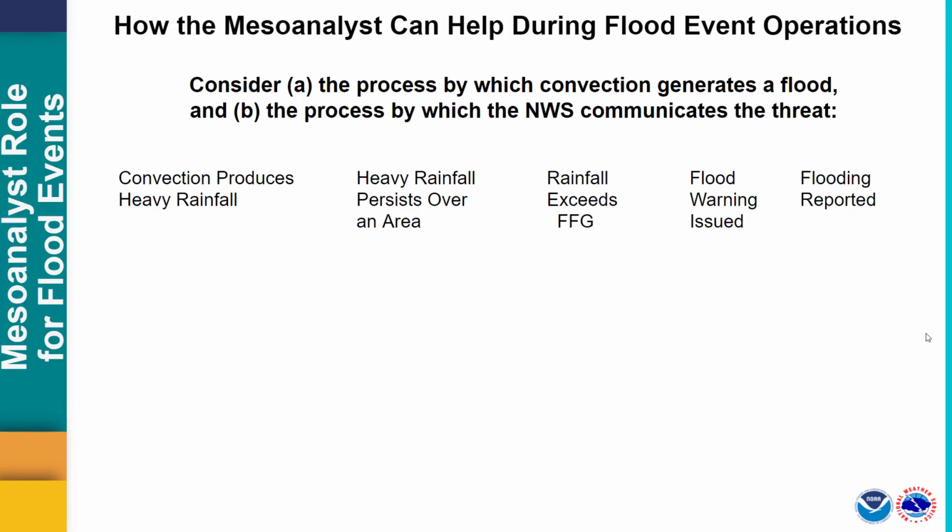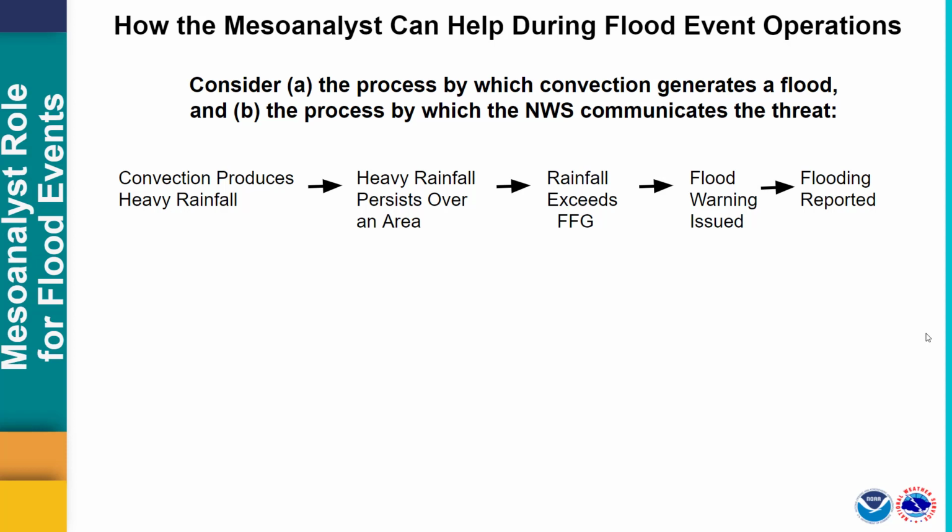Here is the most common process by which convection produces heavy rainfall that leads to flooding, and the process by which we typically alert people of the hazard. We start with intense convection, producing excessive rainfall rates. As this heavy rainfall persists across a given area, rainfall amounts quickly exceed flash flood guidance. Now, once this occurs, the forecaster issues a flood warning for the area. At some point thereafter, flooding is reported, although usually well after flood initiation.